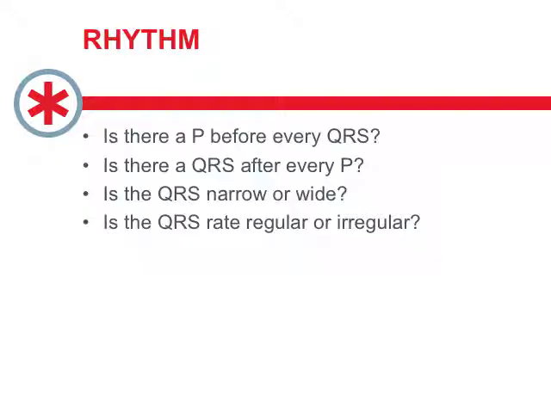And those questions are, is there a P wave before every QRS complex? Is there a QRS complex after every P wave? Is the QRS narrow or is it wide? And is the QRS rate regular or irregular? And answering those 4 questions can give you a pretty good feeling as to what the rhythm you're looking at is. And we're going to go through some examples here and some review.